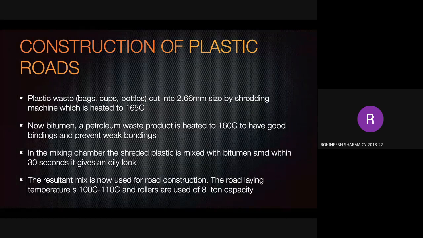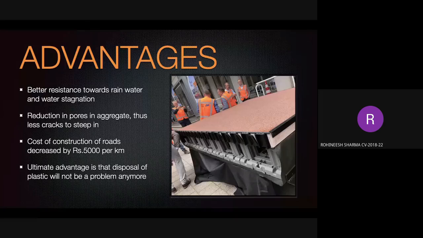So, basically, the advantages of using plastic roads over our traditional roads are better resistance to rainwater, reduction in pores in aggregate, thus fewer cracks, and also the cost of construction of the road decreases by 5,000 rupees per kilometer. And obviously, the ultimate advantage is that disposal of plastic will not be a problem anymore.